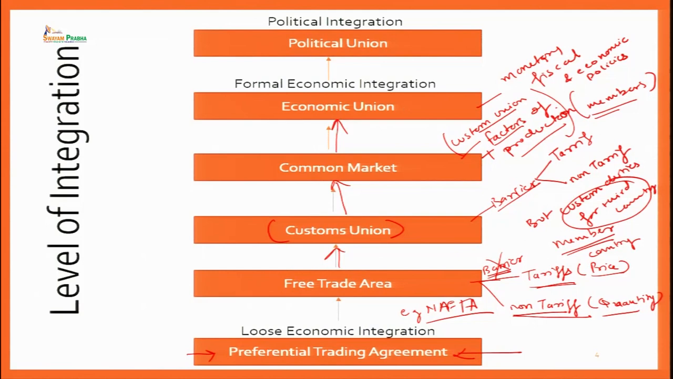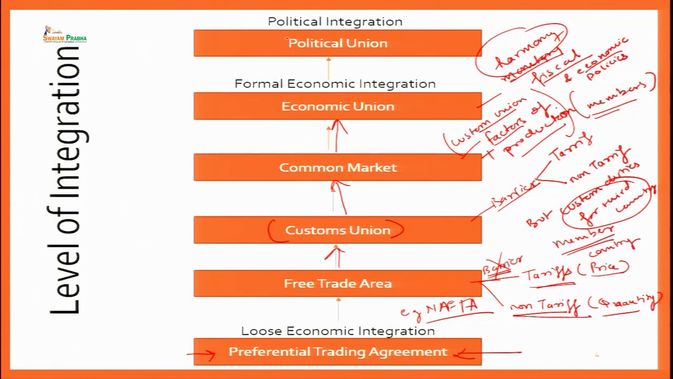That means here you are not only focusing on having trade with each other, you are not only focusing on sharing the factors of production with each other, you are additionally doing something for the member nations, assisting them in their monetary policy, assisting them in their fiscal policy, assisting them in some more policies, bringing harmony. Yes, you try to bring harmony in the economy of your member nations. That is the economic union.